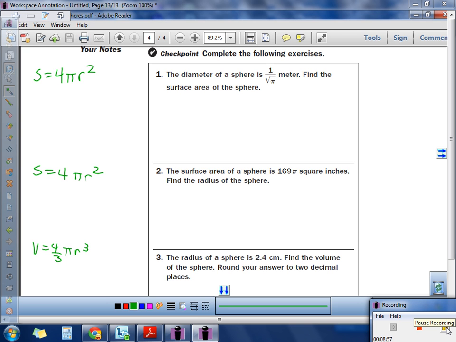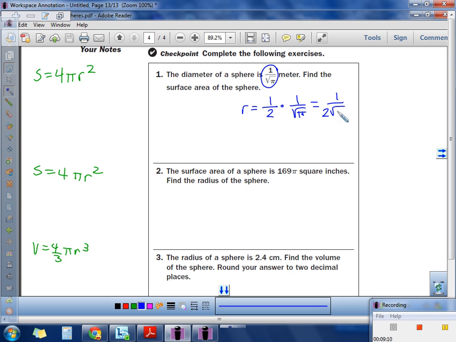So this first one talks about the diameter, and it's given. However, in our formula, we don't want diameter. We generally want our radius. So how do I take this number as a diameter and turn it into a radius? Divide it by 2. So whenever you write that and divide by 2, it's like saying half of that fraction. And so that's really written as 1 times 1 is 1, and 2 times radical pi is 2 radical pi. That's your new radius. That's the term you need to plug in to your formula.